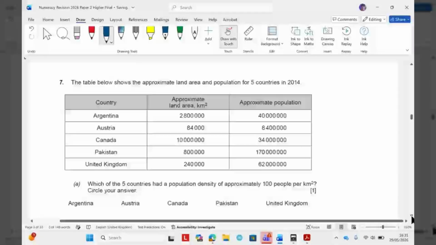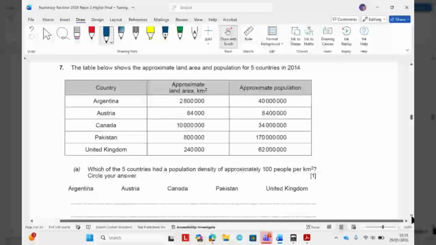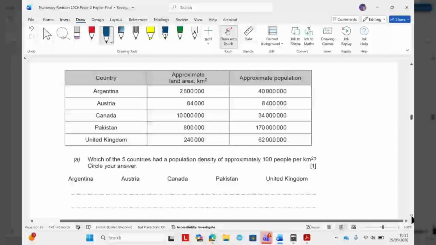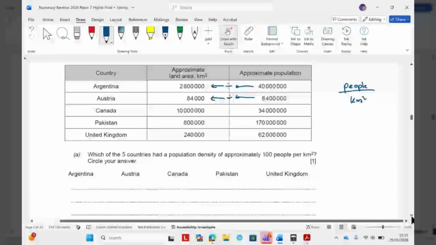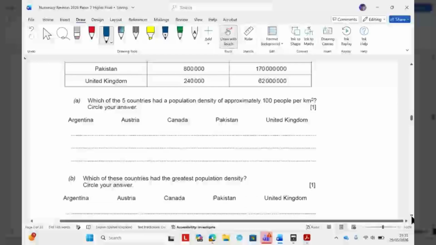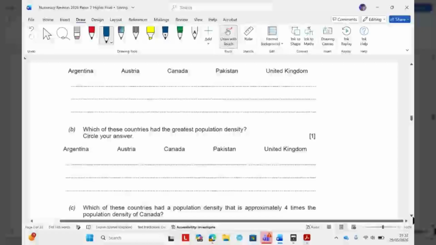Okay. Thank goodness this is just population density here, though. So all we're doing here for population density is people per kilometre squared. So divide that by that for all of these. Okay, you can have a go at these. So which of the 5 countries was closest to 100 people? Well, just divide them and we'll see which is closest to 100. Which of these has the greatest population density? Divide them. Tell me which one's got the biggest.